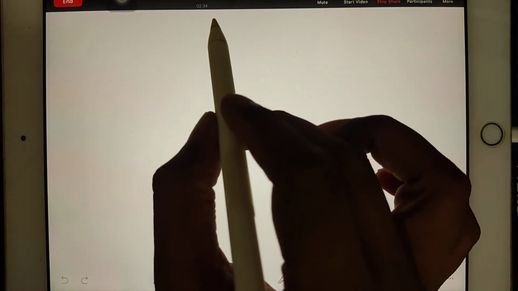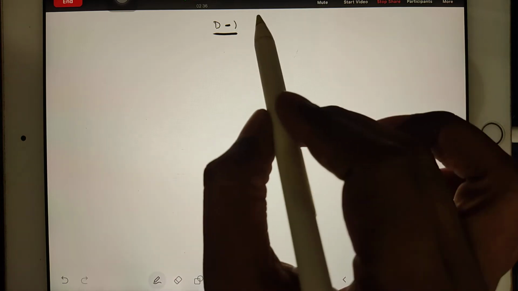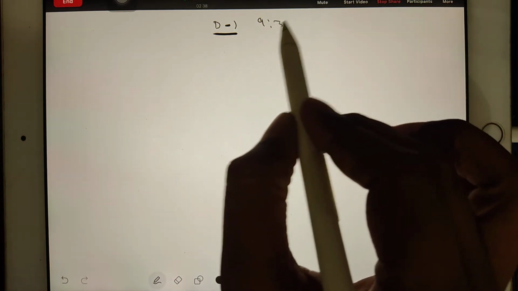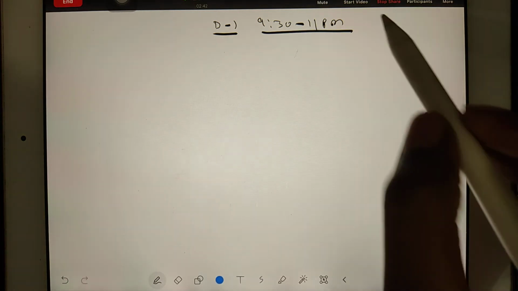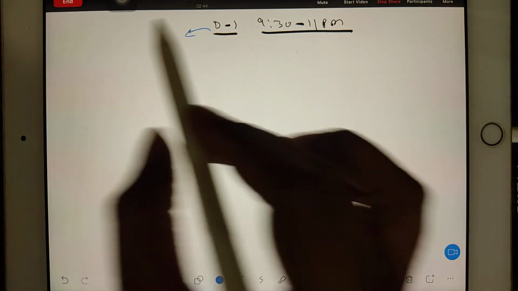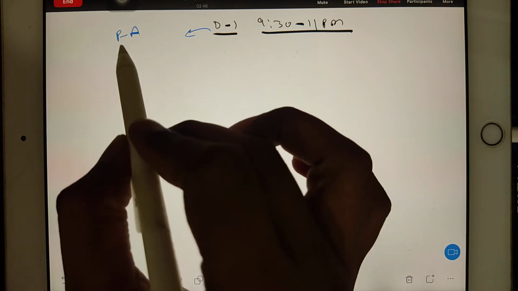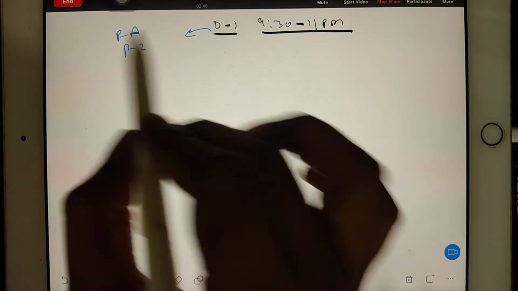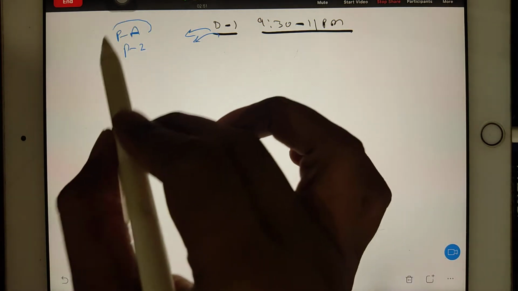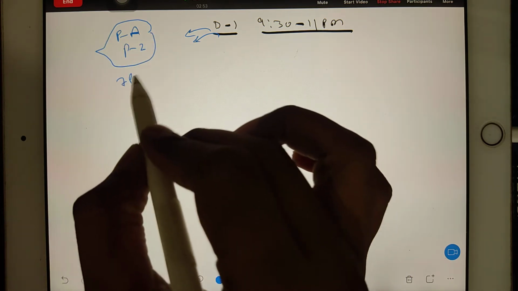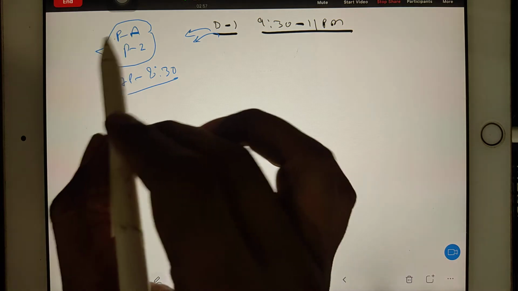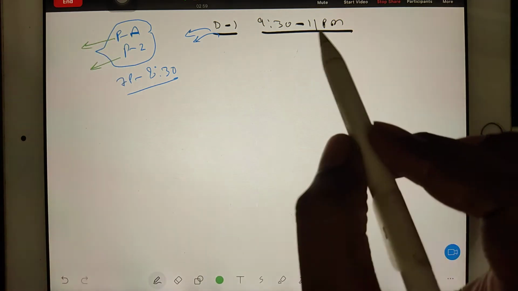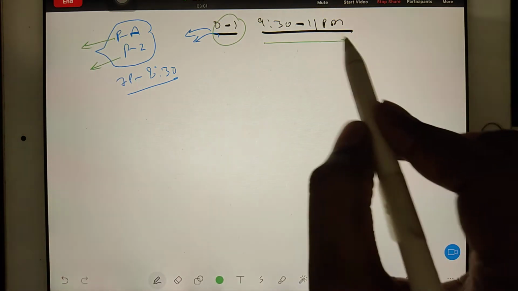So let's start the class, and this is again day 1 class, a 9:30 to 11 p.m. session. In the before dinner session we have part 1 and part 2, and actually before dinner we should have had only part 1 from 7 p.m. to 8:30 p.m., but because of the power cut we now have part 1 and part 2, and this is our day 1 after dinner session.